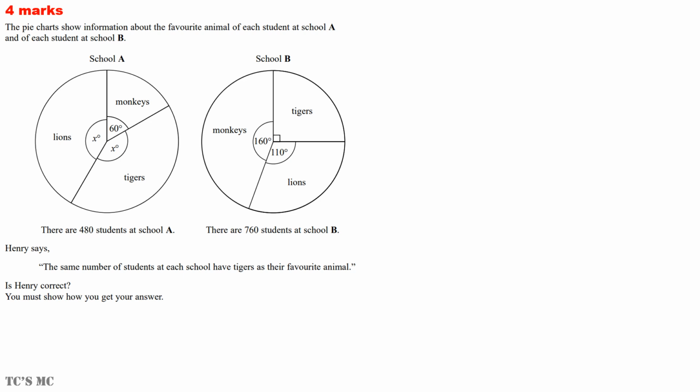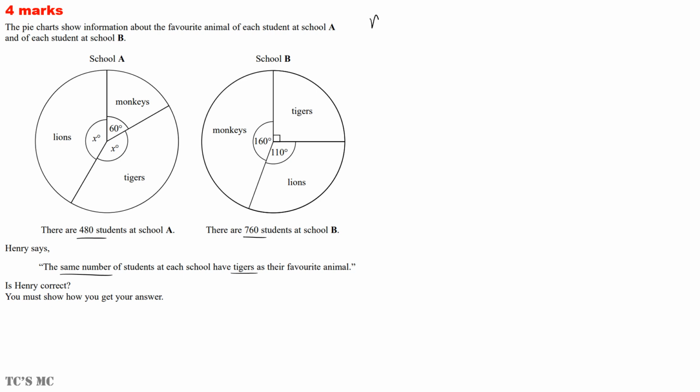The pie chart shows information about the favourite animal of each student at School A and of each student at school B. There are 480 students at school A. There are 760 students at school B. Henry says the same number of students at each school have tigers as their favourite animal. Is Henry correct? You must show how you get your answer.